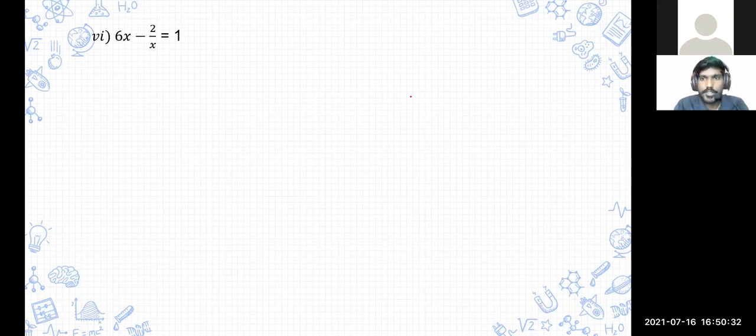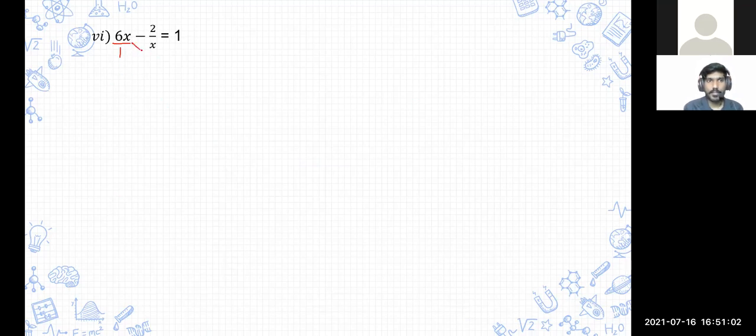Okay. So let's do the sixth one. The sixth one is 6x minus 2 upon x is equal to 1. Firstly, it is not in the general form of the quadratic equation. So first do a little bit of simplification and bring it in the general form. The first way is cross multiplication. If you consider this to be 1, you do cross multiplication.